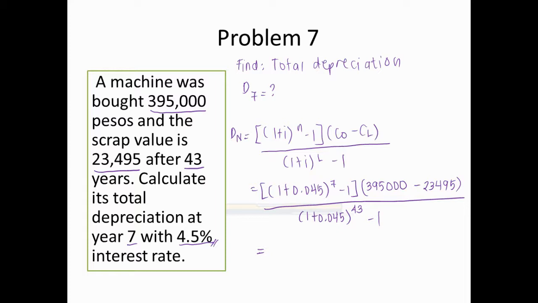And you should get the final answer, which is 23,780 pesos and 66 centavos, or the total depreciation of the machine at year 7 is 23,780 pesos and 66 centavos.